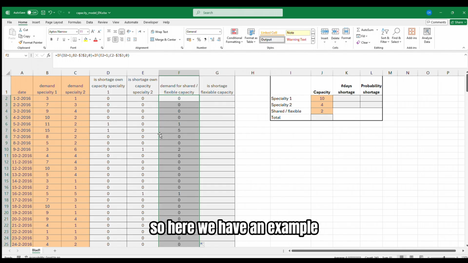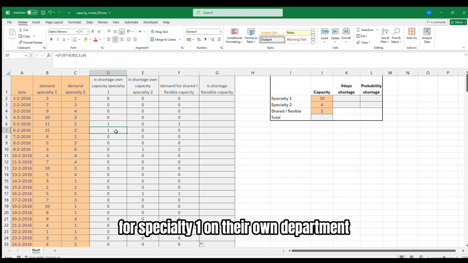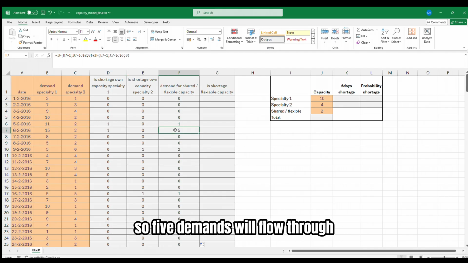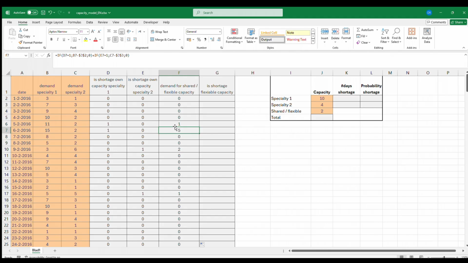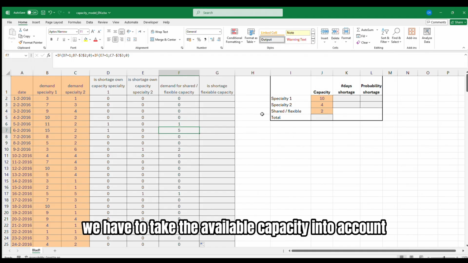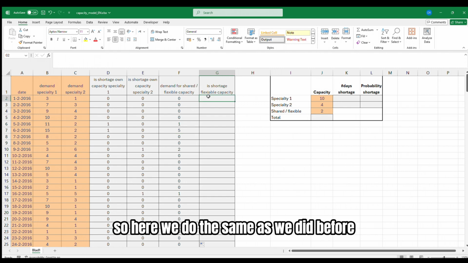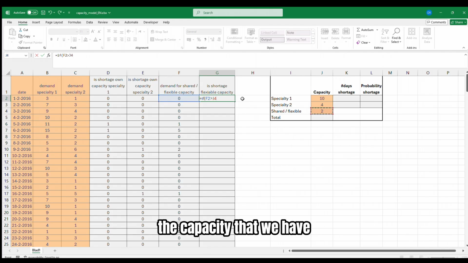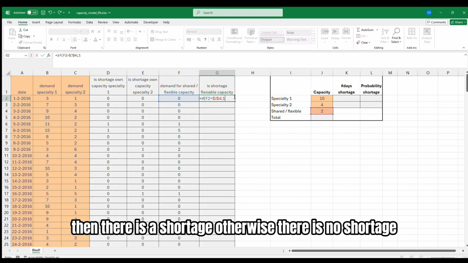So here we have an example. There's a shortage for specialty 1 on their own department. So we have 10 capacity, the demand is 15, so 5 demand will flow through to the shared departments. Is there a shortage on this flexible department? Well, we have to take the available capacity into account. So here we do the same as we did before. If the demand for this flexible capacity exceeds the capacity that we have, then there is a shortage, otherwise there's no shortage.